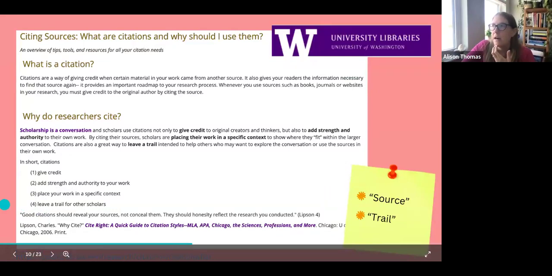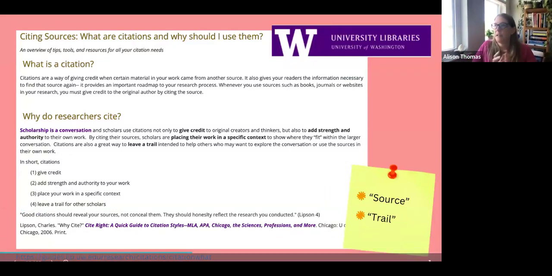This is just one more. This is from the University of Wisconsin University Libraries page. They mention in their why do we cite and what is citation, the notion that we're looking at sources of information. And the question of whether AI tools are sources is another complicated question. And it's certainly the sort of trail. This site says citations are a great way to leave a trail intended to help others who may want to explore the conversation or use those sources themselves.